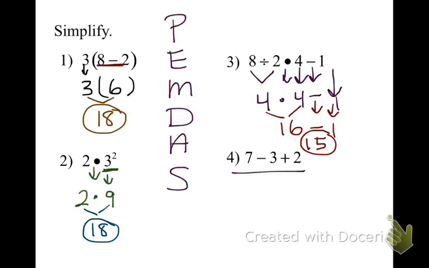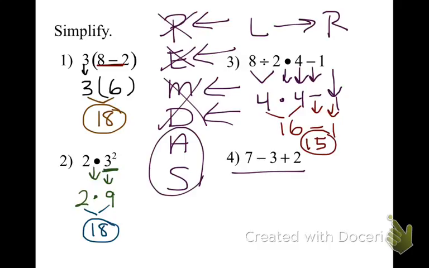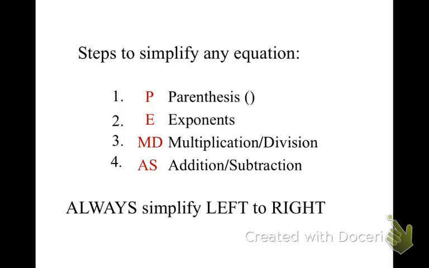So taking a look at number 4, do I have parentheses? No. How about an exponent? No. Any multiplication or division? No. So once again, I am working left to right, and I'm going to be doing my addition or subtraction. So, I have 7 minus 3, which gives me 4. Bring down my plus sign, bring down my 2. Then I have 4 plus 2, which gives me 6, and 6 is my answer. So you should have gotten 6. So just a quick review, don't write this down.